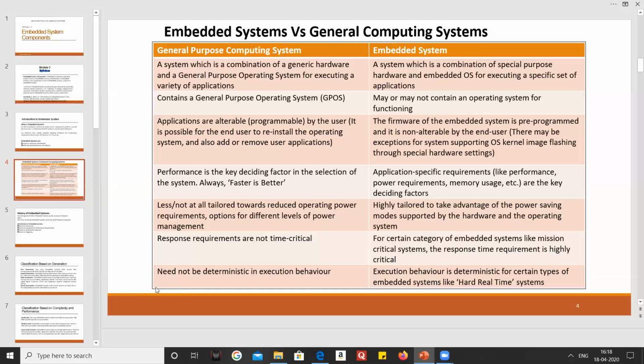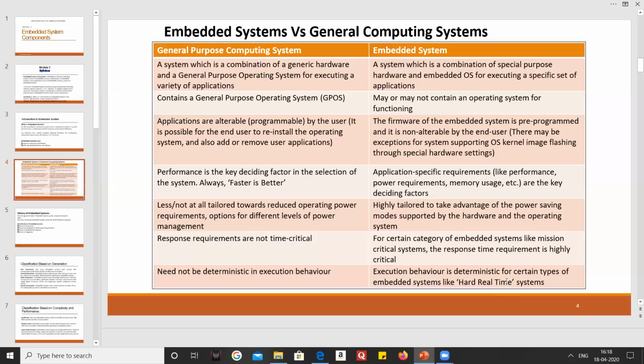Now coming to the last difference, a general purpose system may not be deterministic in execution behavior. It is a general purpose system, so the behavior is not specific. Accordingly, it will be behaving. Whatever application you are going to use, the particular system gets adapted to that particular application. But if you take embedded systems, as I said earlier, they are specific in nature. The applications are specific in nature. Therefore, even the execution behavior will be specific in nature. So this is the difference between embedded systems and the general purpose computing system.